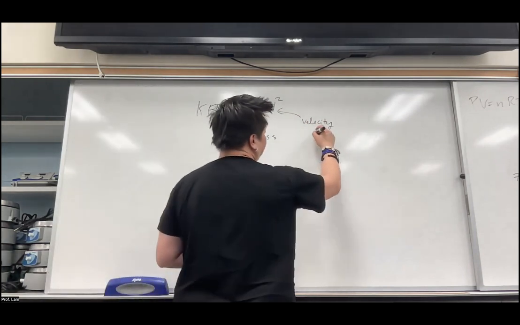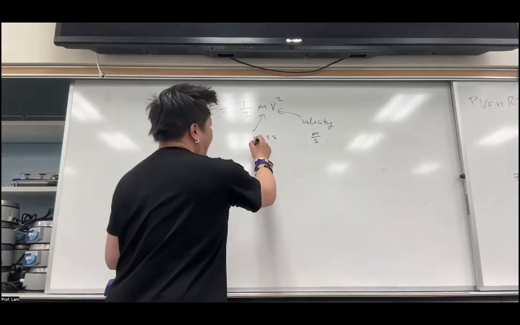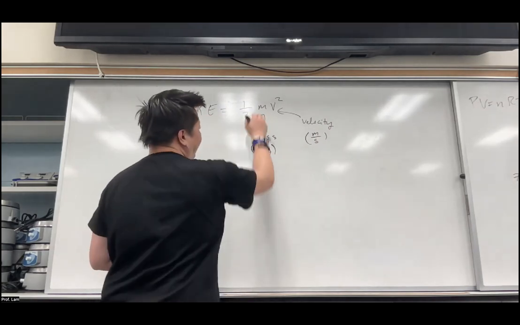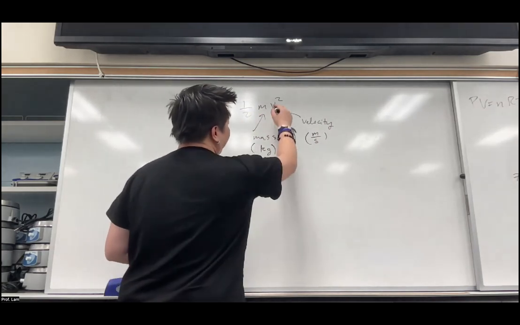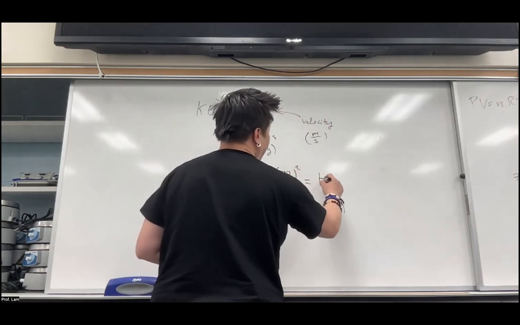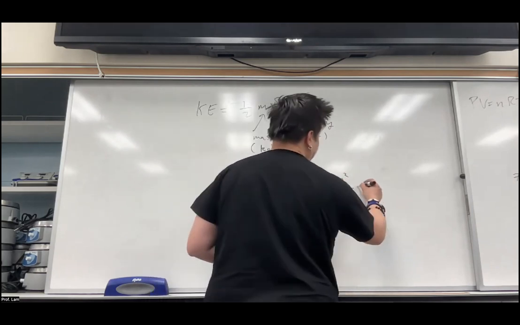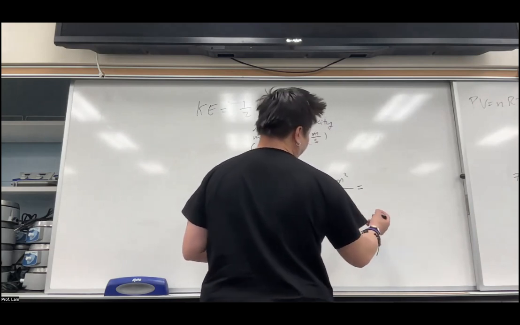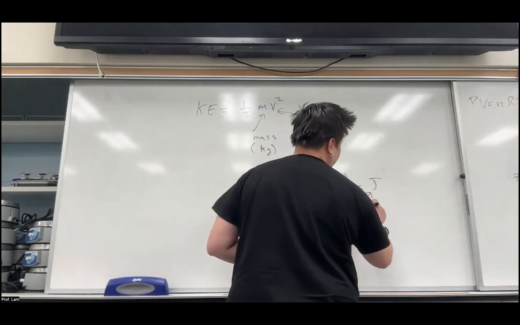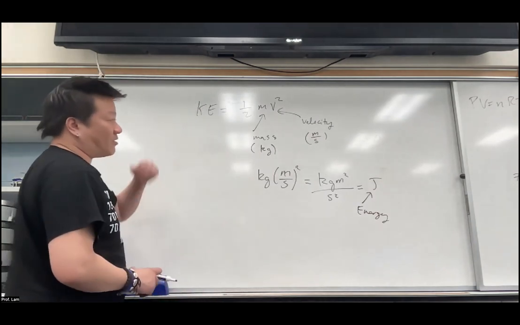So velocity is in meters per second, okay? And mass is in kilograms. Those are the base units. So this is how the units would work out. If you have a kilogram for mass and velocity is meters per second, but you square that, what you end up with is kilograms meters squared per second squared. And we call this joules, and that's the unit of energy. Okay, so that's how it works out.